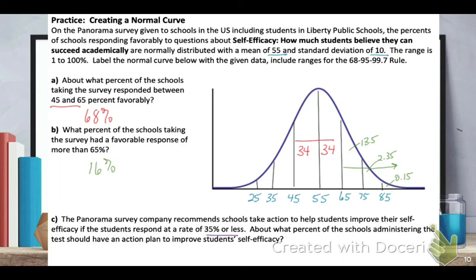And then finally, the Panorama Survey Company recommends schools take action to help students improve their self-efficacy if students respond at a rate of 35% or less. So about what percent of the schools administering the test need to have an action plan? So that would be everything to the left of that score. And so the percentages of data that are to the left are 2 and 3500ths and 1500ths, which together is just 2.5% of the schools would need to have an action plan.